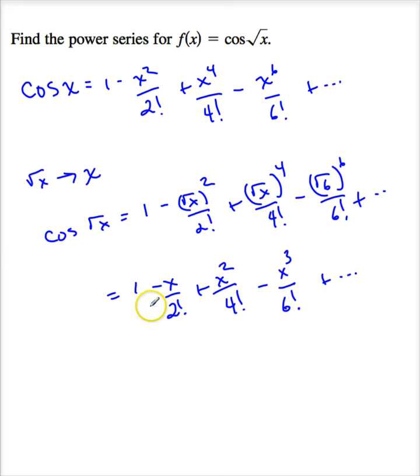Now, where is this going to converge? Cosine of x converges for all x. However, this one will converge for all x in the domain, so this is going to be when x is greater than or equal to 0.